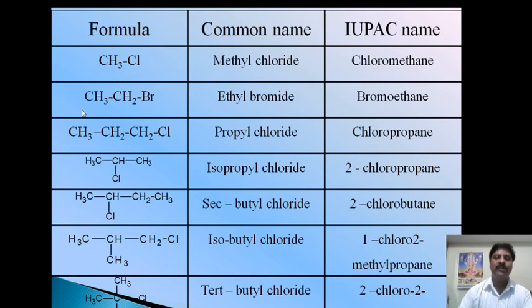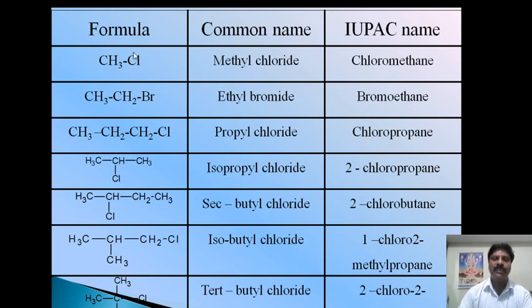Now I have to explain some examples. The first column is the formula, the second is the common name, and the third is the IUPAC name. Suppose this is CH3Cl, this is called methyl chloride. This is the methyl group followed by the name of the halide. Therefore, name the alkyl first, then the halogen name. Methyl chloride is a two-word system name, and the IUPAC name is a one-word system.